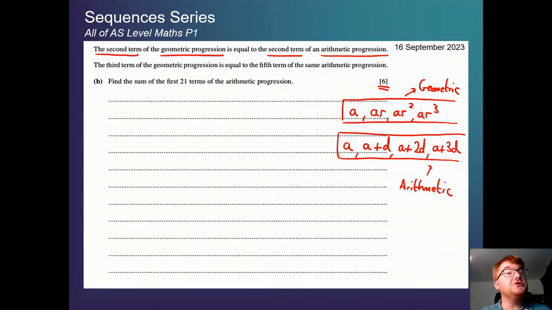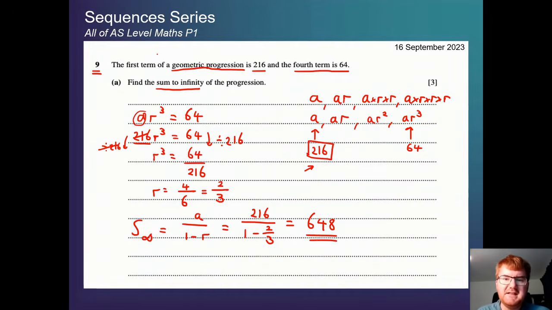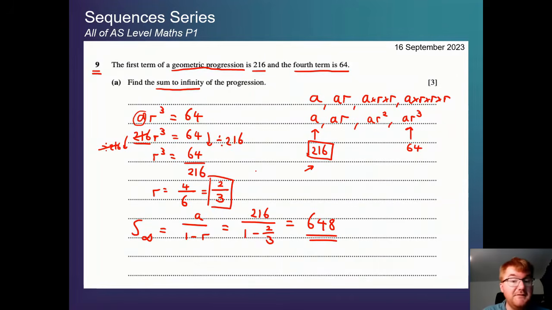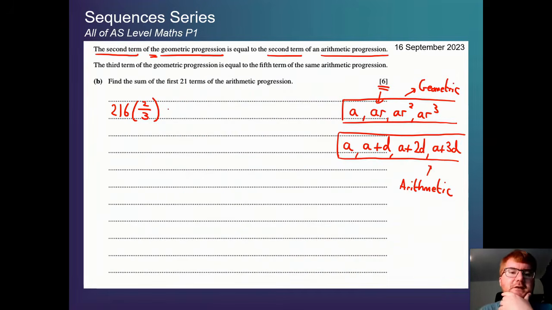So if I take the instructions from the question, the second term of the geometric progression is what we've just been doing. So r is equal to 2/3, a is equal to 216. The second term of the geometric progression is a times r, so 216 multiplied by 2/3. If you're wondering where those numbers come from, they're coming from the previous part of the question. And this is equal to the second term of the arithmetic progression, so a plus d. So these two things are equal to each other.